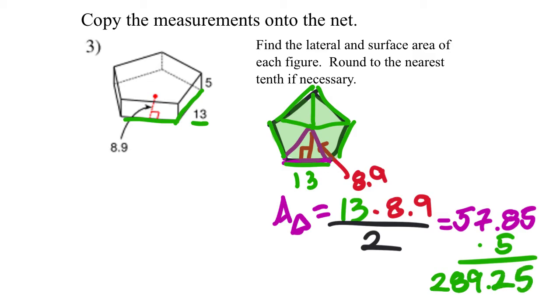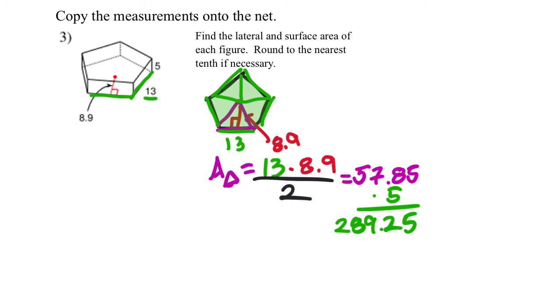So 57.85 times 5, and that's the area of one of the pentagons, 289.25. Now we acknowledge that there is a second pentagon on the bottom and the top, right? So we can multiply this by 2, and that will then give us the area of both pentagons. So multiplying by 2 then gives me 578.5. And this is the area of both pentagons together. Okay, so that's an important value.